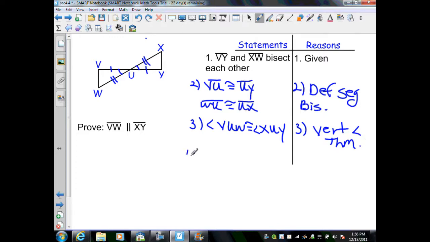Now, I can state the triangles are congruent. We need to get the correspondency correct, so I'm going to start at V and go to the single tick, single arc, double tick. So that gives me triangle VUW is congruent to triangle, and I went single tick to single arc to double tick, so that's going to give me YUX. And the triangles are congruent because of side, angle, side.